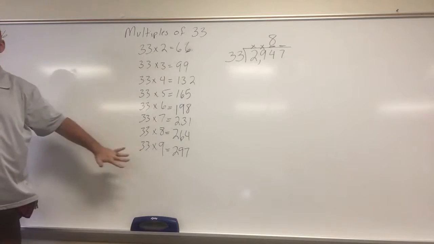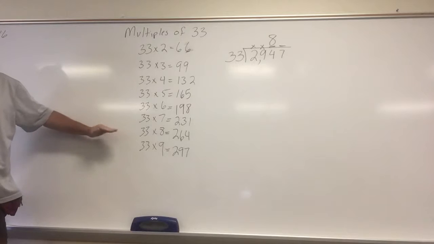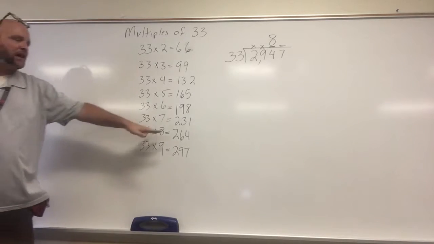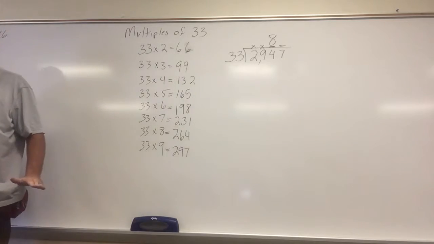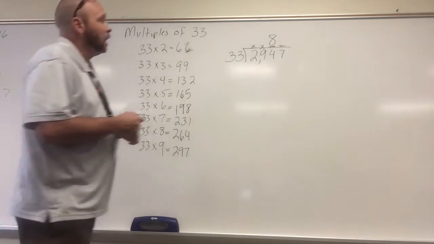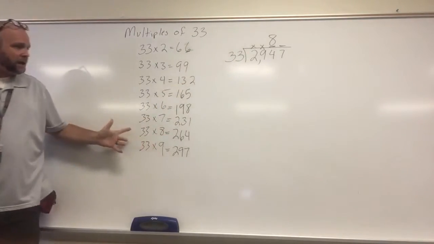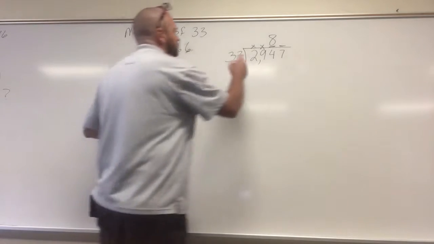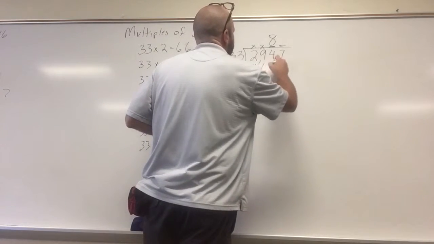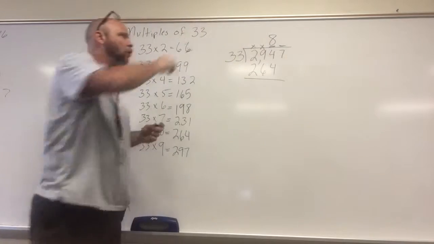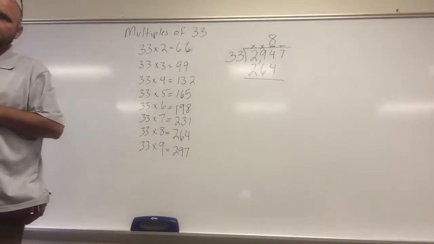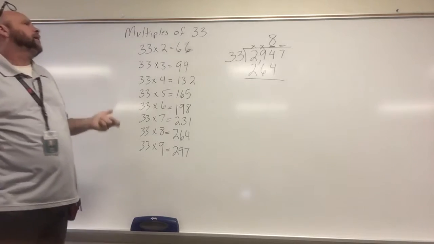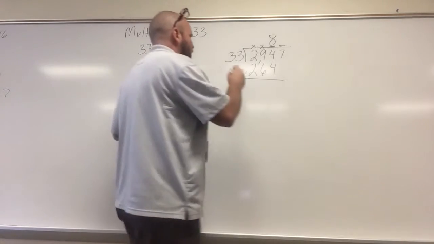See, I've already done it. Now I don't even have to do the multiplication. I just have to look and see what's as close as I can get without going over. I already know what 33 times 8 is because I've already done that. So I put down 264 right below because it's going into 294. Then I subtract, I get 30.